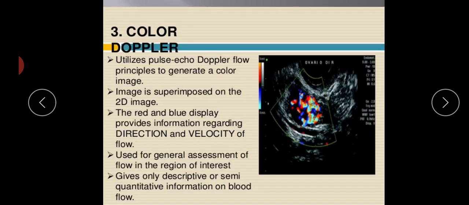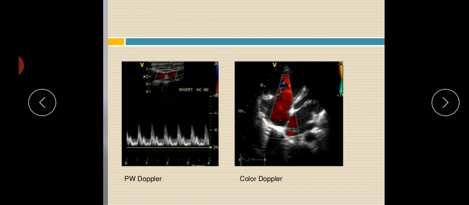Next is the color Doppler. It utilizes pulse echo Doppler flow principles to generate a color image. The image is superimposed on a 2D image. The red and blue display provide information regarding direction and velocity of flow. It is used for general assessment of flow in the region of interest. It gives only qualitative or semi-quantitative information on blood flow. Here is the pulse wave Doppler and here is the color Doppler.